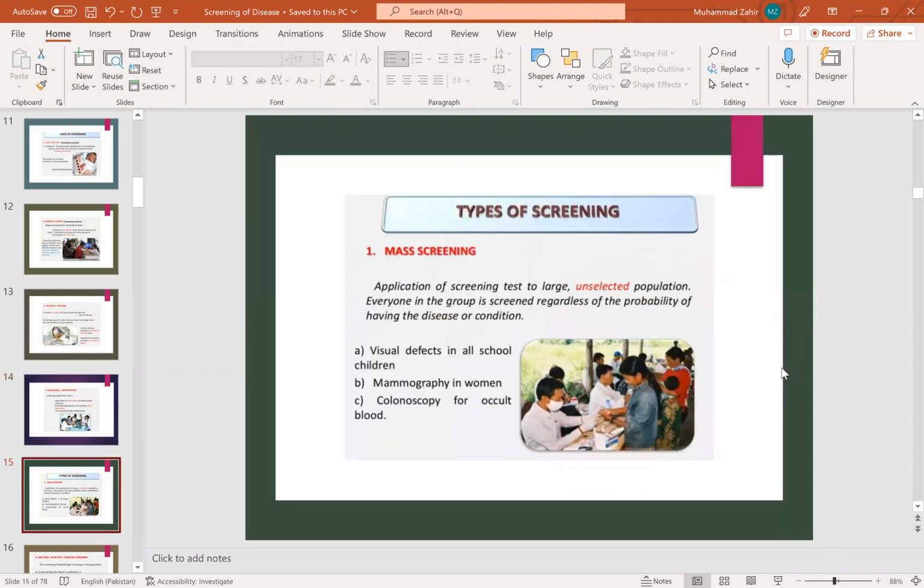Moving towards the types of screening. First is mass screening, the application of a screening test to a large unselected population. Everyone in the group is screened regardless of the probability of having the disease or condition. Examples are visual defects in all school children, mammography in women, and colonoscopy for occult blood.